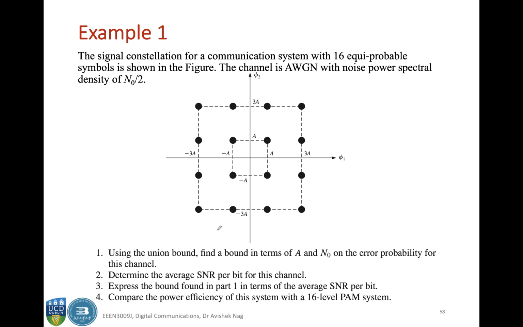So let's do an example. We have this signal constellation with 16 equiprobable signals, and using the union bound, find the bound in terms of A and N0 on the error probability for this channel. Determine the average SNR per bit for this channel. Express the bound found in part 1 in terms of average SNR per bit, and compare the power efficiency of this system with the 16-level PAM system.